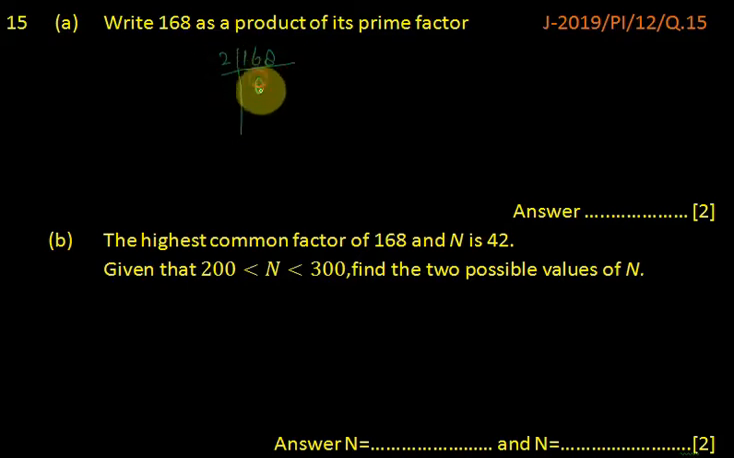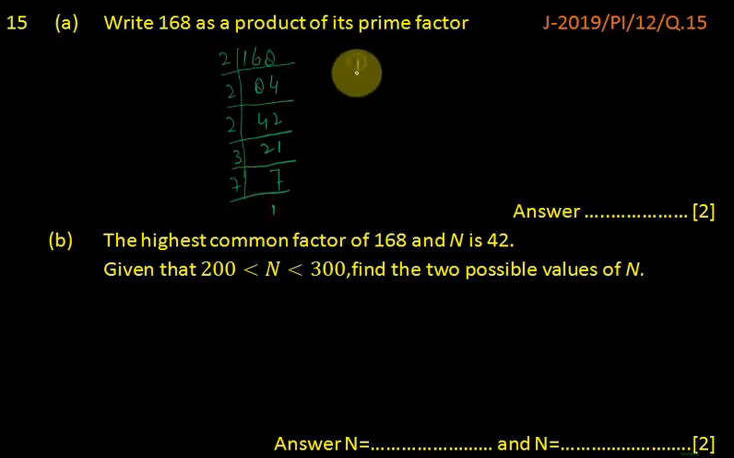2 8s are 16, 2 4s are 8, again with 2, 2 4s are 8, 2 2s are 4, and then 2 2s are 4, 2 1s are 2, and 21 will go with 3, so 3 7s are 21, and 7 1s are 7.